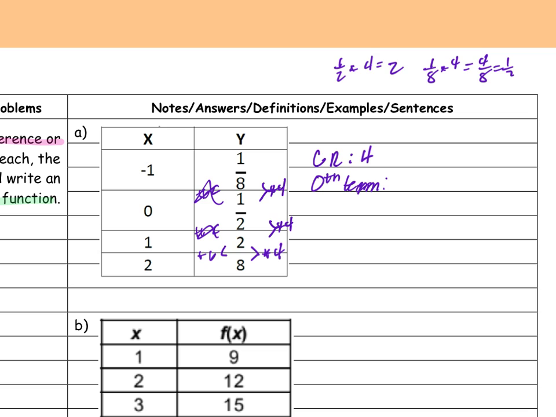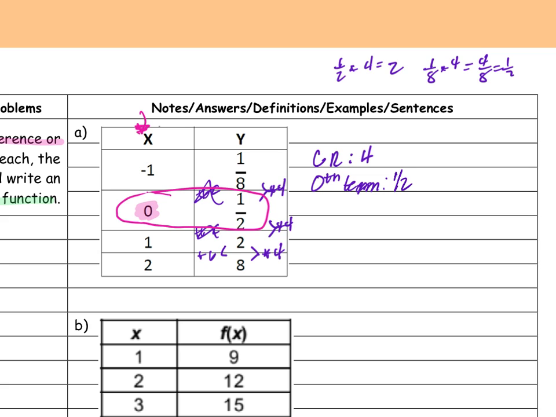And my 0th term, this is nice because they tell me what my 0th term is. If you're in a table and you look down your x's and you see a 0, that's your 0th term. So I didn't have to figure that one out. So my 0th term is... sorry, you guys, it is 1/2.